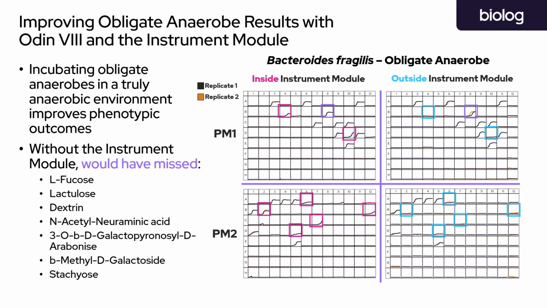I would also like to emphasize that several of these substrates, like lactulose and beta-methyl D-galactoside, likely took longer for B. fragilis to process, which may have been inhibited by O2 leaching in through the plate seal in the second day of incubation. But we were able to capture these substrates by incubating and reading inside of the anaerobic chamber.